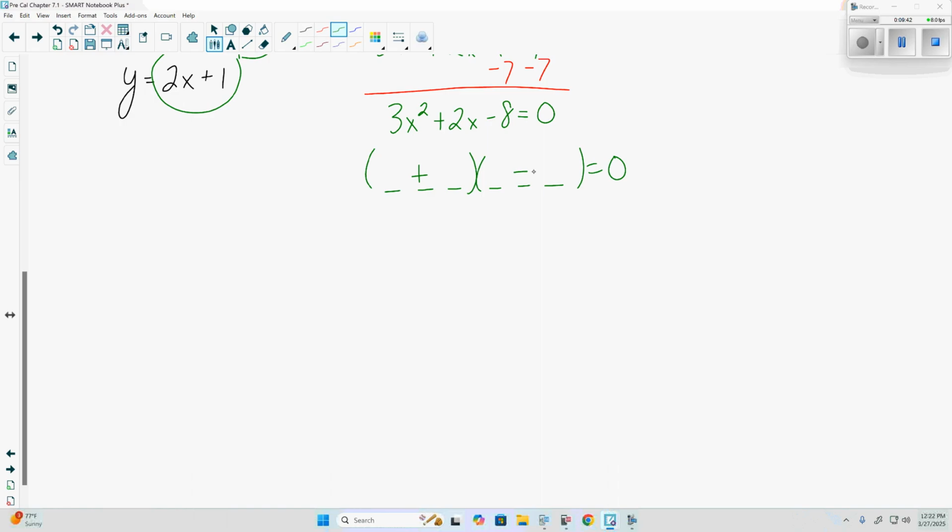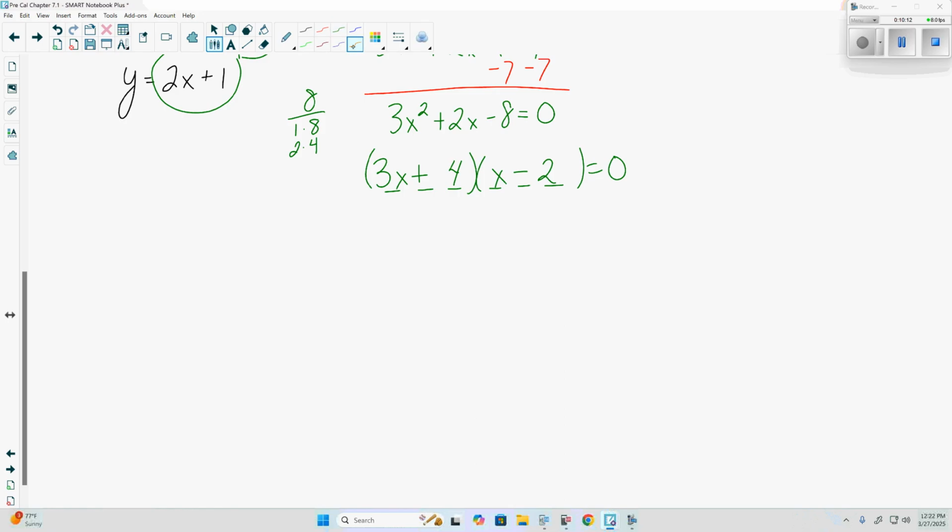Since the third term is negative, our signs are opposite. Only factors of x squared are going to be x and x. And we'll have 3 and 1 for our 3. We can put it in the first space or the second. Only factors of 8 are 1 and 8, or 2 and 4. So we'll do 4 and 2.